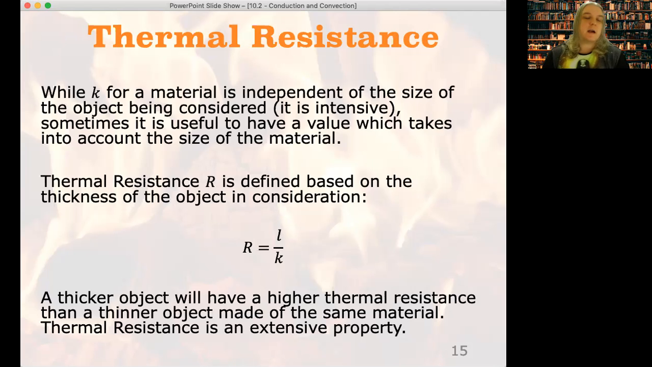So we have thermal resistance R being the length or thickness of the material over K. So a thicker object will have a higher thermal resistance than a thinner object made of the same material. Thermal resistance, therefore, is an extensive property. It depends on the actual dimensions of the specific object that you are looking at. If we use an analogy with density, density is intensive, mass is extensive. You make a bigger object, you get more mass, even though the density hasn't changed. Here, thermal conductivity is intensive, doesn't matter how big the object is, but if you make a bigger object, you're going to get a higher thermal resistance, so it's extensive.